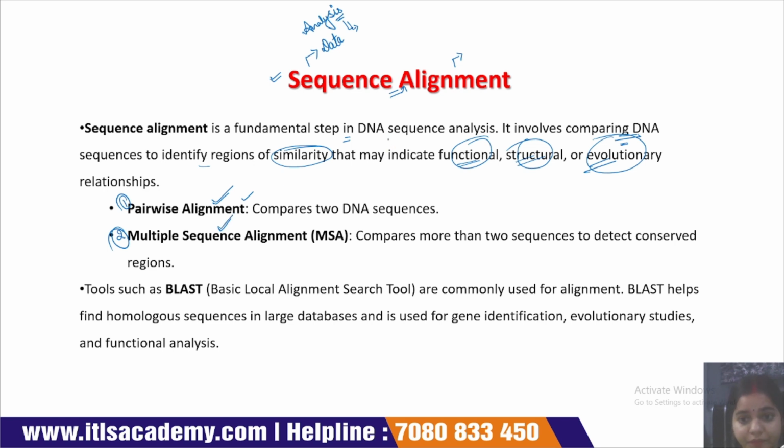Basically, to perform the alignment we use BLAST. What is BLAST? BLAST is the Basic Local Alignment Search Tool. It is a very commonly used alignment tool. BLAST helps to find homologous sequences in large databases and is used for gene identification, evolutionary relationships and functional analysis.